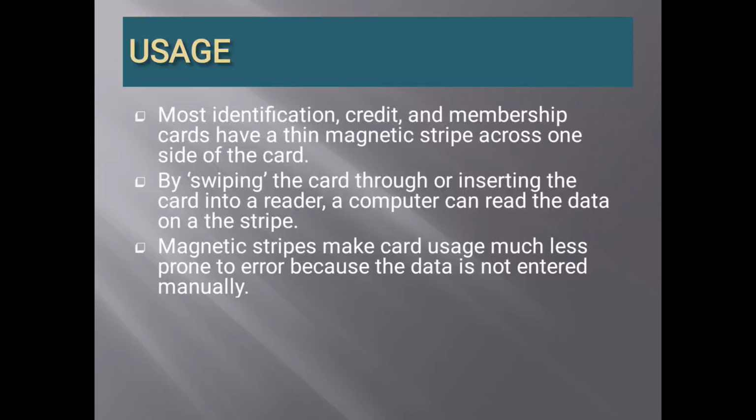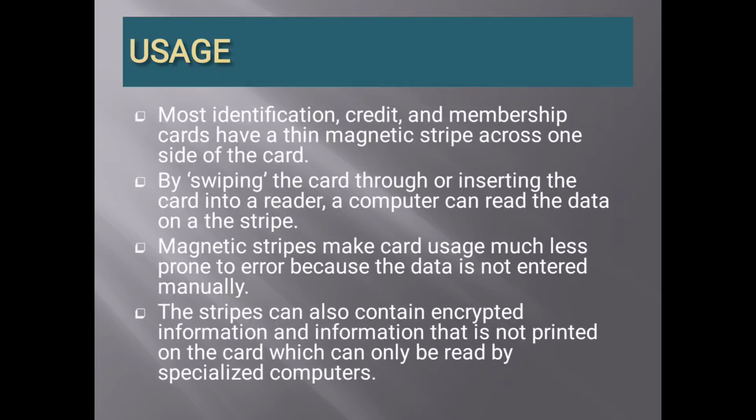Magnetic stripes make card usage much less prone to error because the data is not entered manually. While typing, there are more chances of mistakes, but magnetic stripes make it easy as the data is encoded on the stripe. The stripes can also contain encrypted information and information that is not printed on the card, which can only be read by specialized computers.